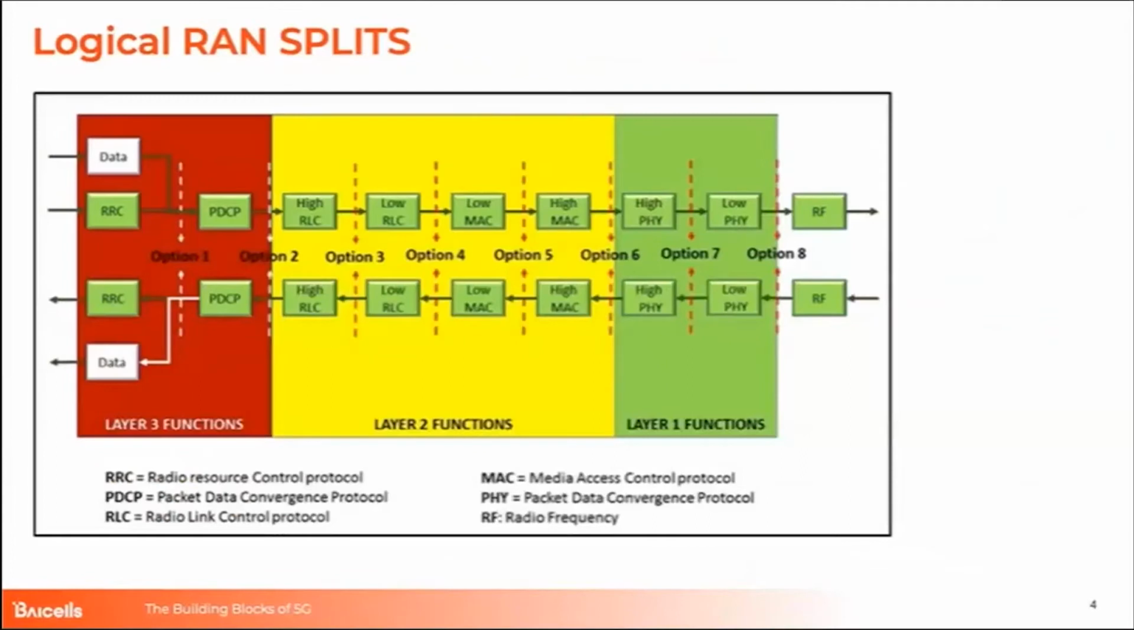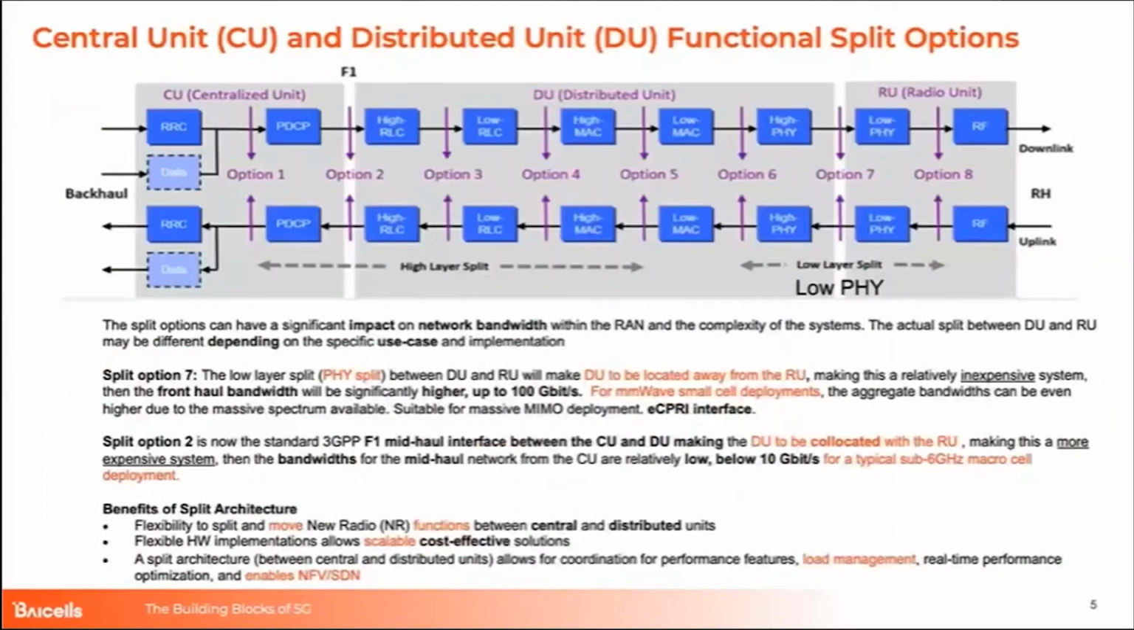Right. So this is another look at the splits. You can see the green is layer 1, which is the low physical layer and the high physical layer. The yellow is layer 2, and layer 3 is designated in red. And I'm going to talk about this in a little bit more detail. Splits go from 1 to 8, and 8 is at the lower end of the layers.